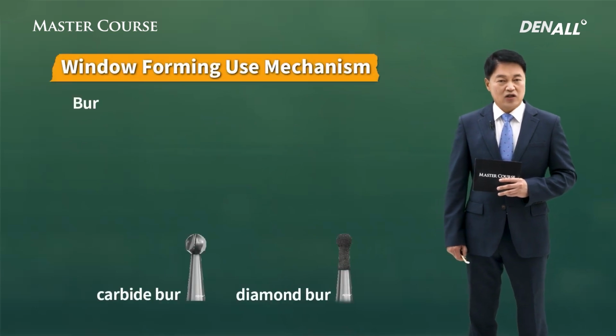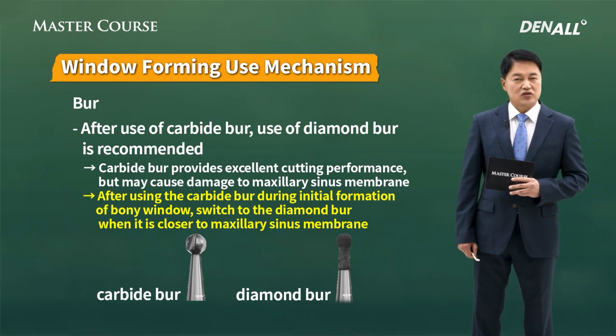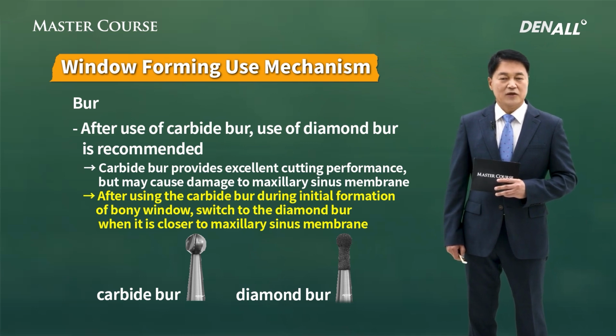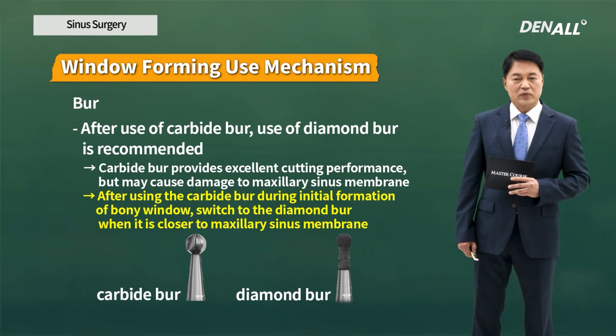For the burr used, first you use a carbide burr, which has good cutting power. If you get close to the window, change to a diamond burr. And if you get close to the sinus membrane, in order to prevent perforation, at the final stage use a diamond burr. That is the recommendation.